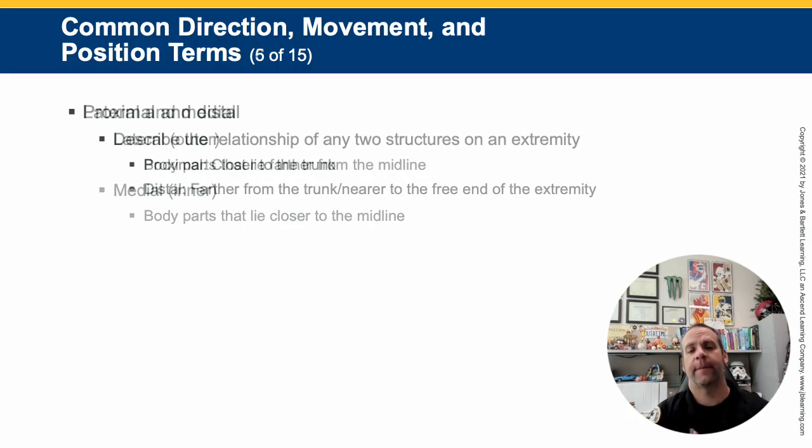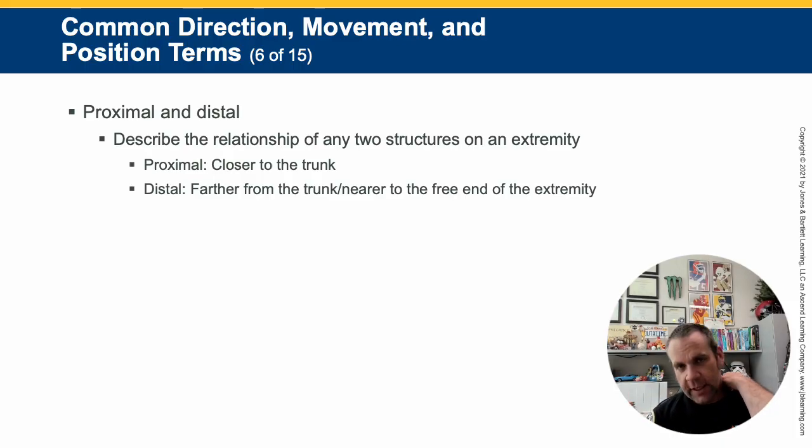Let's go to proximal and distal. These two terms are particularly important when describing locations on the extremities, so your arms and your legs. These words allow us to specify where something is located in relation to the point where the limb attaches to the trunk of the body. Proximal means closer to the point of attachment, typically the torso. For example, the elbow is proximal to the wrist because it's nearer to the shoulder, the point where the arm attaches to the body.